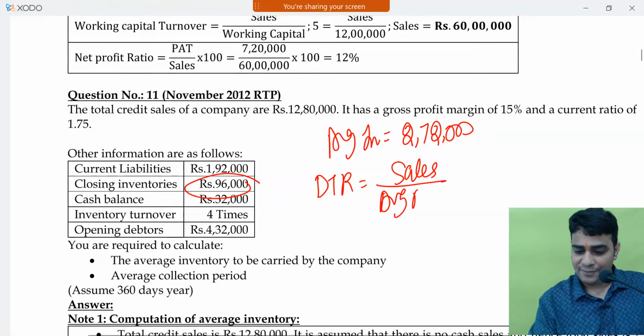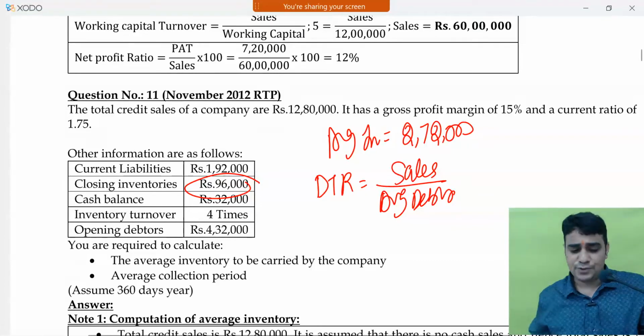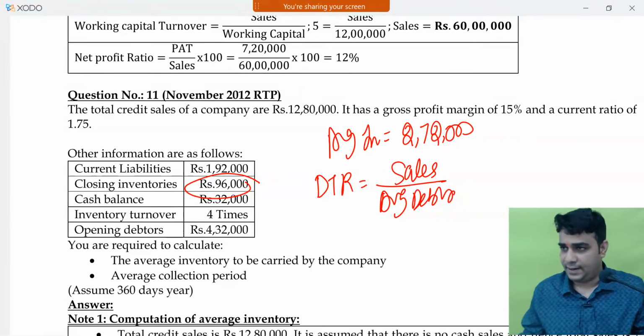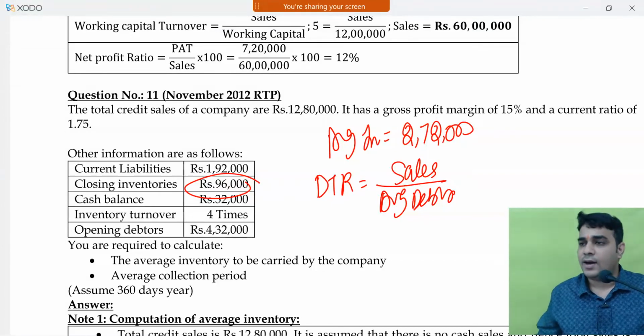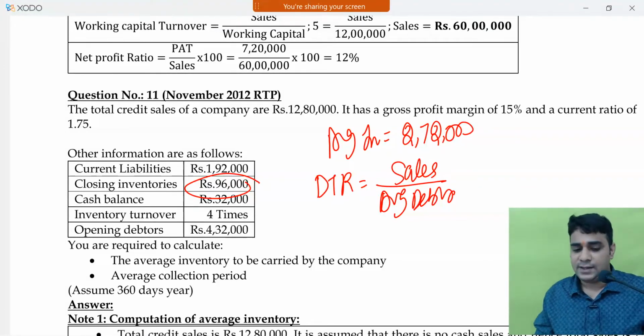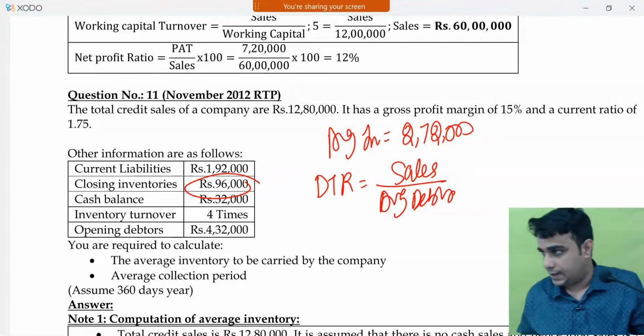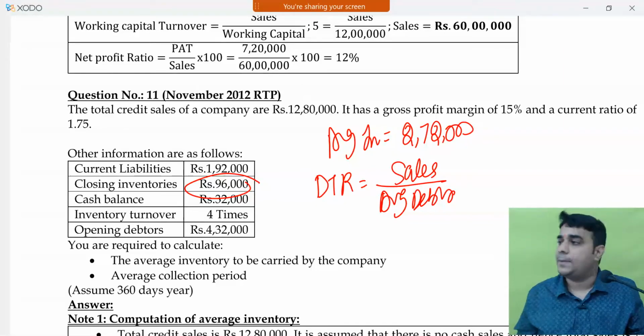I'll have to use average debtors, not debtors. The reason for using average debtor is they've given data on opening debtor in the question. If they had not given it, I would not do it, because the term average collection period does not mean you'll have to take average. As a general rule, for any ratio where there is a P&L and a balance sheet item, you have to take the average for the balance sheet item, provided you have information on that.